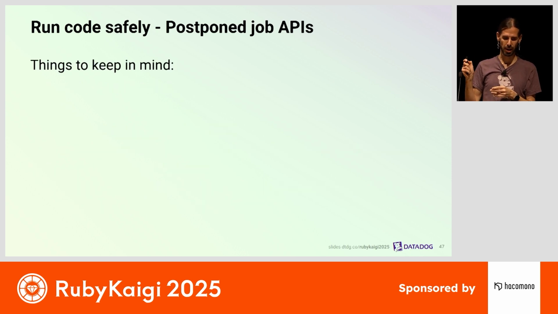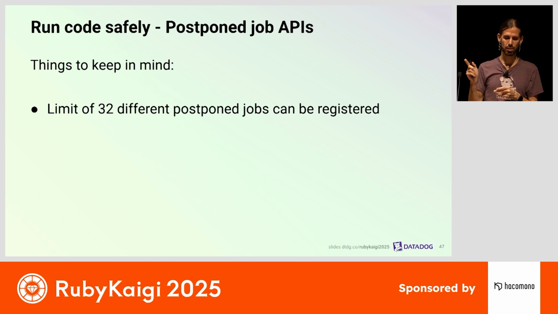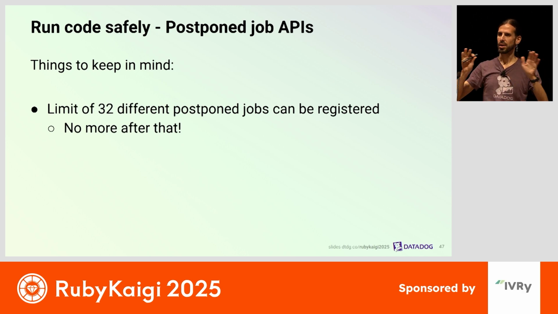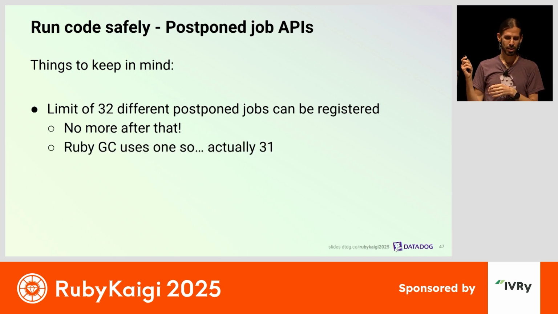The other thing to keep in mind is that there is a limit of 32 different postponed jobs that can be registered, and no more after that. There is no garbage collection. There is no removing postponed jobs. So you register 32, and that's it. You need to restart Ruby if you want to change your mind. And actually, the Ruby garbage collector already uses 1, so we only get 31. So try not to use too many in your application, because you might want to use a gem that uses 1 or 2, and then, well, you have a limit.